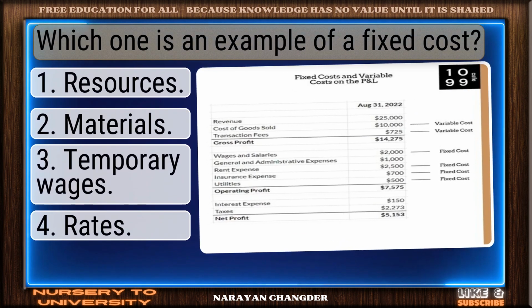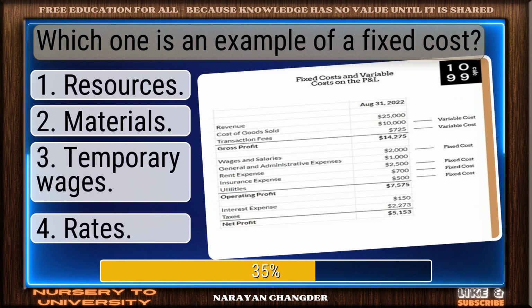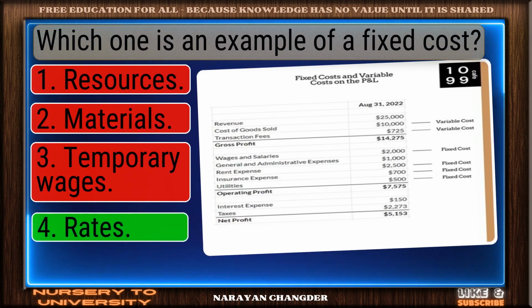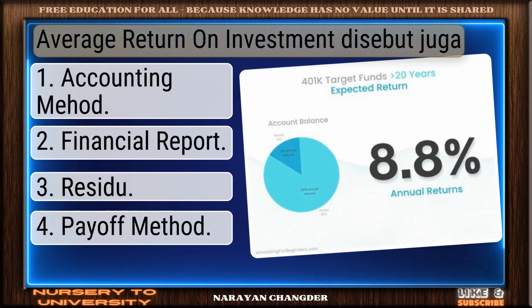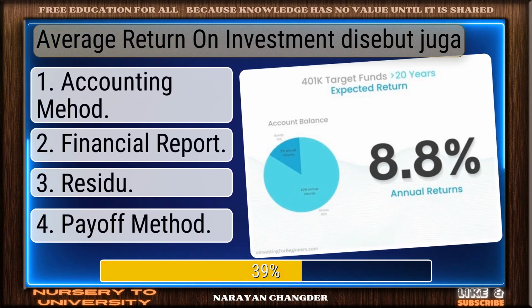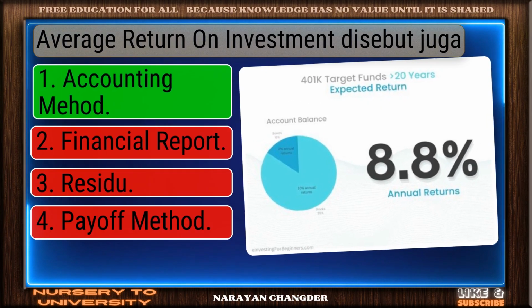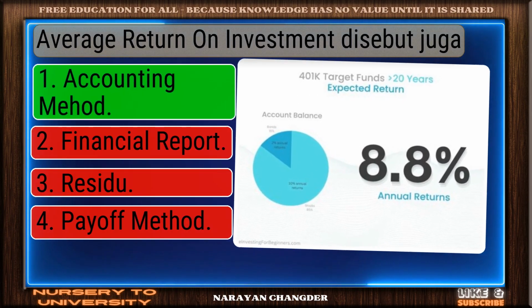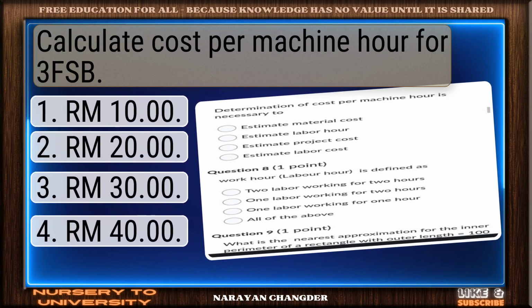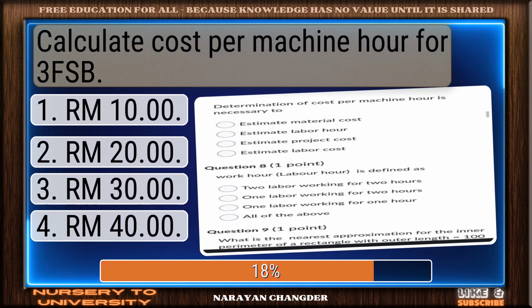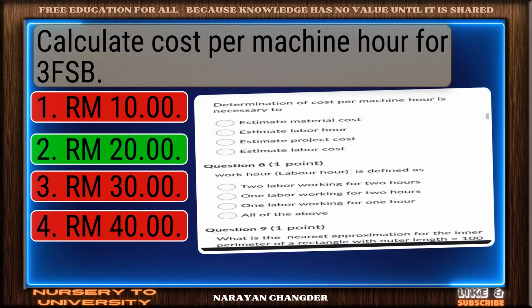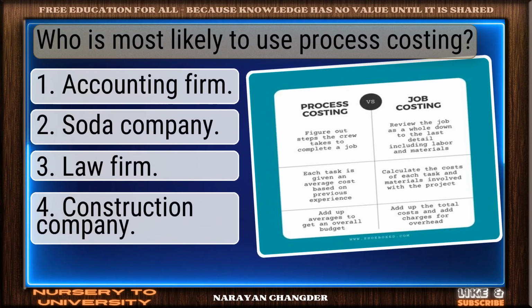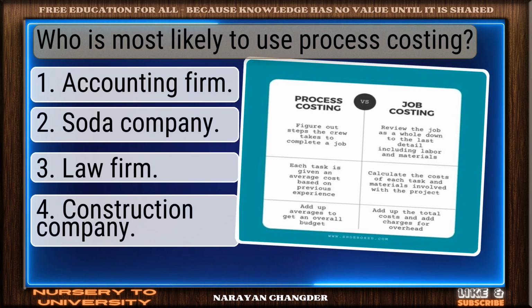Which one is an example of a fixed cost? Sharp thinking. Rates is right. Average return on investment, also known as... You're right. Accounting rate of return is correct. Calculate cost per machine hour for 3S. Exactly. RM 20 makes sense. Who is most likely to use process costing?